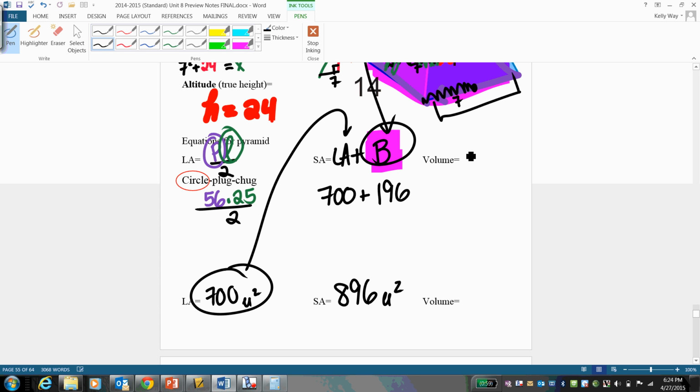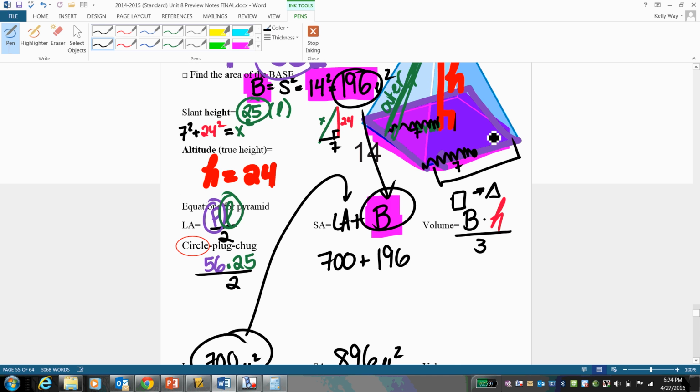Now, volume of the pyramid is base times the inside true height over 3. It's over 3 because it's 3 dimensions, and when you go from a prism to a pyramid, you lose volume, and you lose volume by 1/3. So once again, we already have the base. That's 196 times our true height, which we had. That's the inside altitude, 24 over 3.